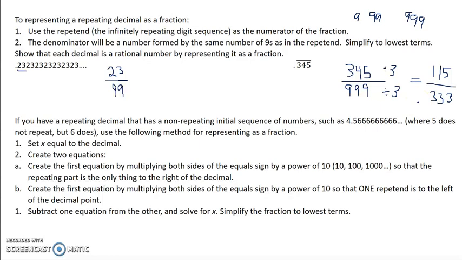Now, sometimes you'll have a repeating decimal that has some numbers in front of it before the repeating part begins. So notice here that 5 does not repeat, but I start repeating 6. Right? So I could rewrite this as 4.56 with a line over just the 6. So how do I write this as a fraction? This is a repeating decimal, so it's still a rational number. So I should be able to represent it as a fraction. Take a look at the next video, and the next video will show you some examples dealing with writing a repeating decimal that has a non-repeating initial sequence of numbers as a fraction.